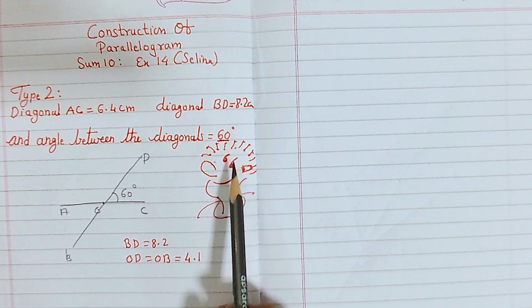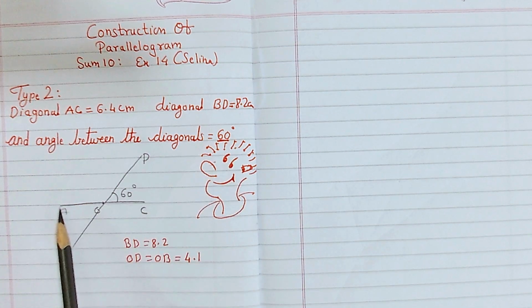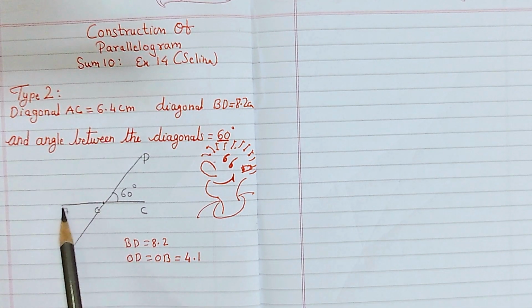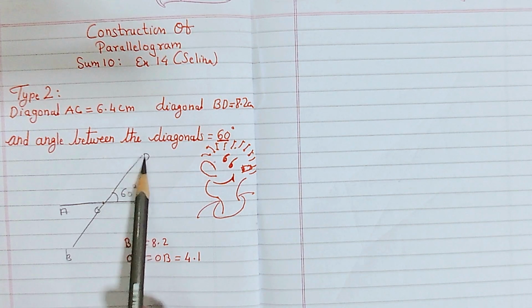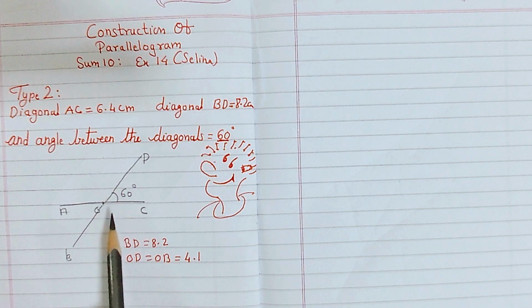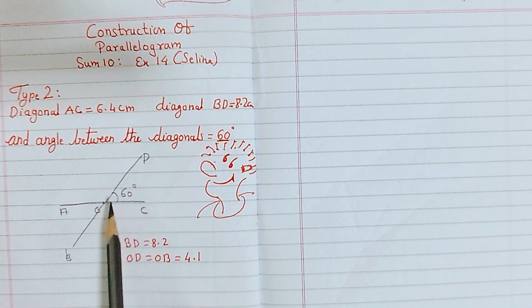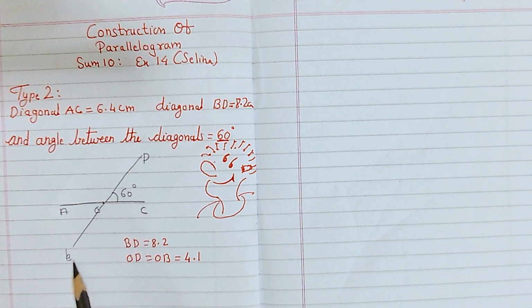Since the sides are not given, we cannot start with the base, so we will take the help of the diagonal. Here we have diagonal AC. Measurement of AC is 6.4. Taking AC as 6.4, as we already know the properties of parallelogram, the other diagonal will bisect AC. Bisect meaning BD will pass through AC at the midpoint, meaning diagonals bisect each other.